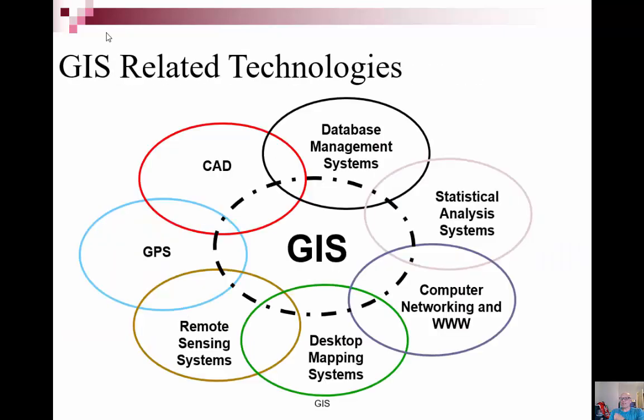GIS has a number of related technologies: database management systems, computer-aided design, GPS, remote sensing, desktop mapping systems, World Wide Web. That's especially important as we try to share our maps on phones and tablets wirelessly. Statistical analysis systems. And so GIS pulls from those where there's a spatial component attached to these.